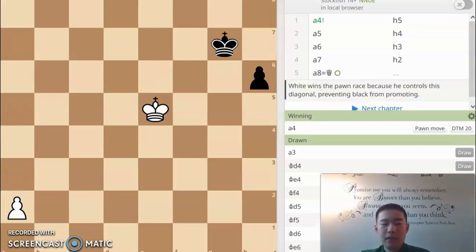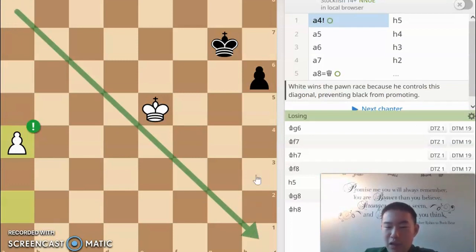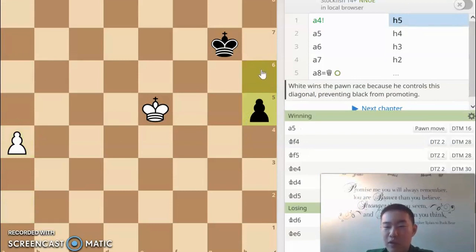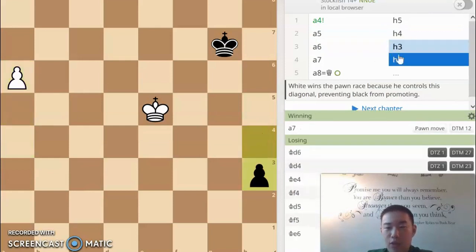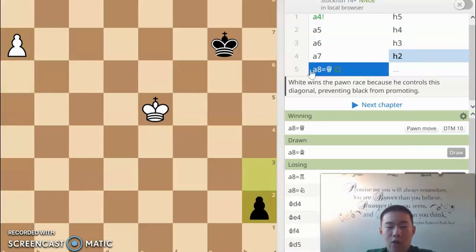So white's winning move is a4. This is the only way the pawn can get to the promotion square first, and block black's pawn from promoting by promoting into a queen. So a4, and then h5, because black wants to move his pawn to h5. And then we want to move our pawn to a5, so this will be notated as a5. And then h4, a6, h3, a7, h2, and now white promotes to a queen on a8.